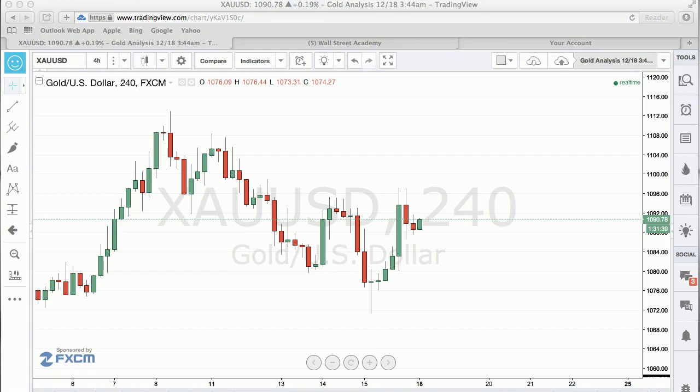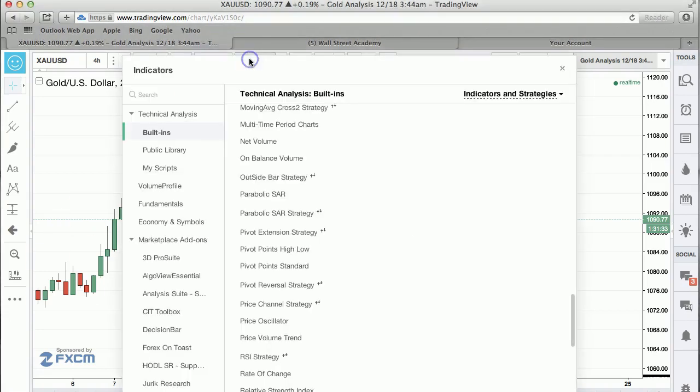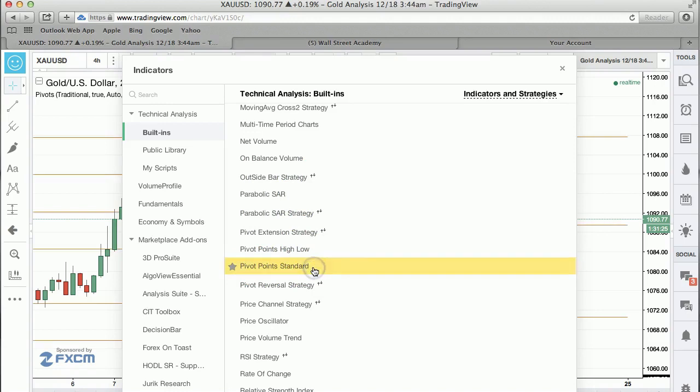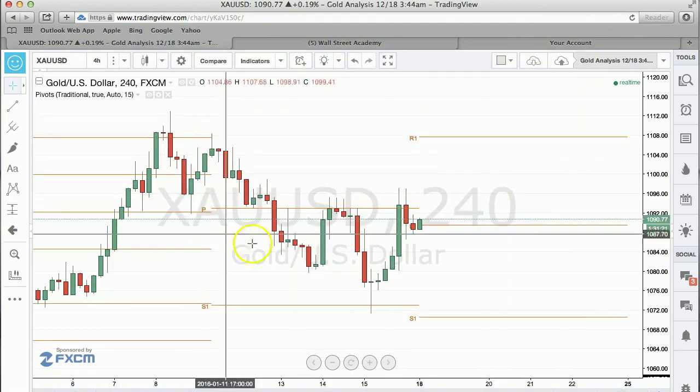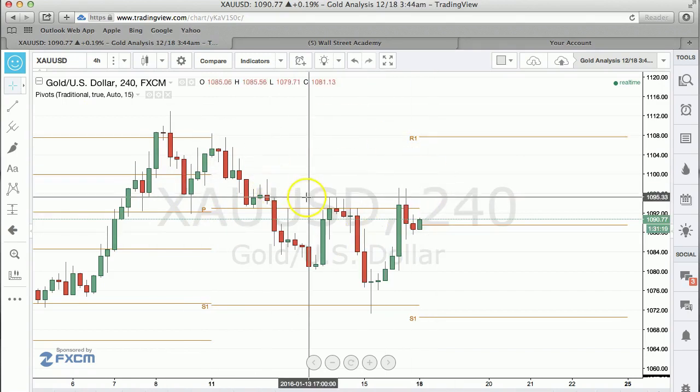So moving forward, how to add this as an indicator, you're going to simply go to Indicators. You're going to scroll all the way down until you see this right here where it says Pivot Points Standard. You're going to add it to your chart, and you'll notice that Pivot Points has now been added to your chart.